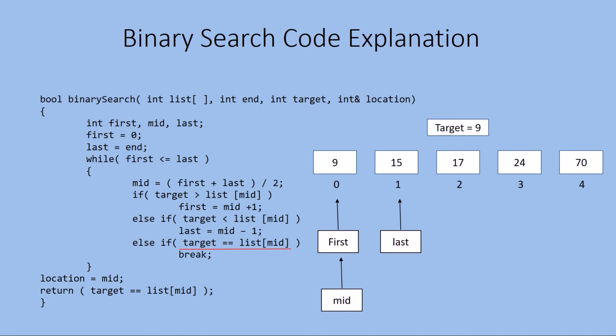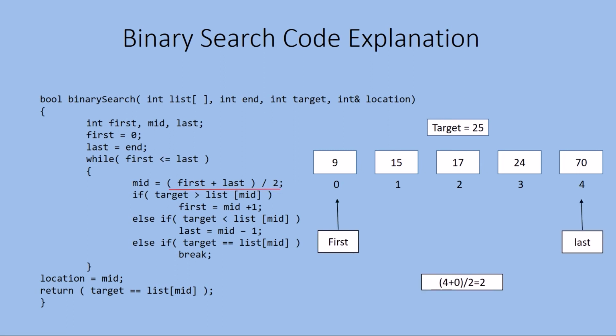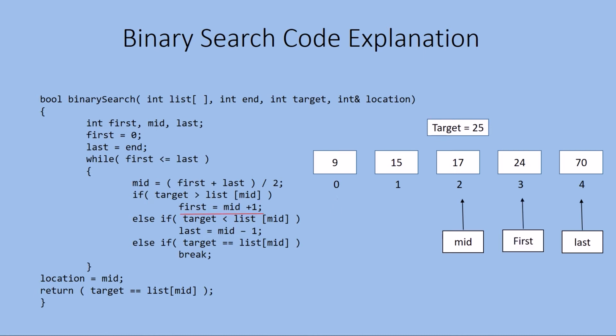Now we have another example here. We want to find 25 in the array. Set first equal to 0 and last equal to 70. Calculate middle and get position 2. Set middle to 2. Compare element with target. 25 is larger than 17. So first equals mid plus 1.